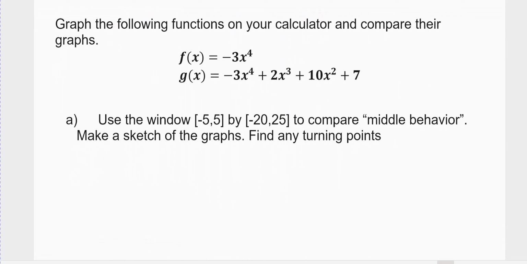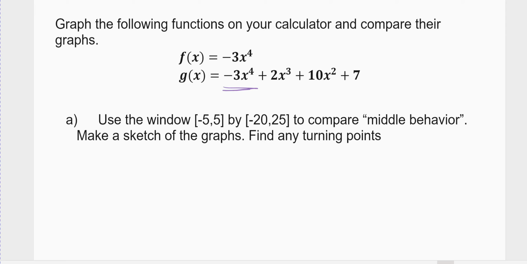All right, so I've got two functions here. I've got f of x, which is a simple one-term polynomial. So f of x is negative 3x to the fourth. And then I have g of x. It's a little more complex, but its leading term is exactly the same as the f of x function. And I want to look at the behavior of it.